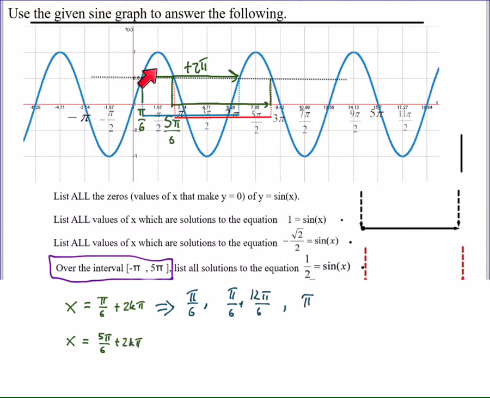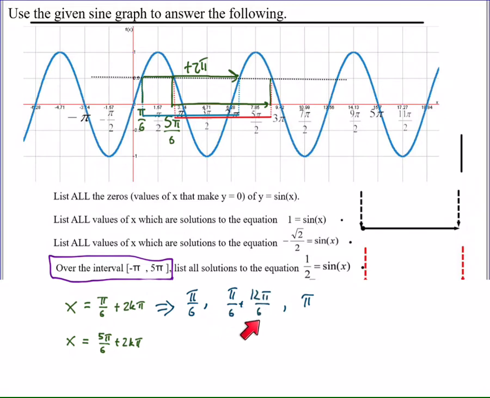Now again, I don't want all of them, so I'm going to actually have to look at the graph and figure out how many there are. Here's negative pi, here's 5 pi. There should be 1, 2, 3, 4, 5, 6 solutions total. So 3 times when I reach on the way up, and 3 times when I reach on the way back down. So I'm going to have pi over 6, and then 2 pi more, which I wrote as 12 pi over 6, so the denominators match.